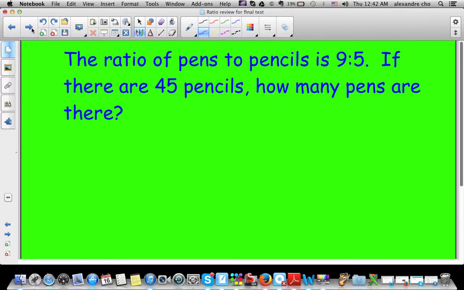One more. Ratio of pens to pencils is 9 to 5. There are 45 pencils. How many pens are there? Press pause.